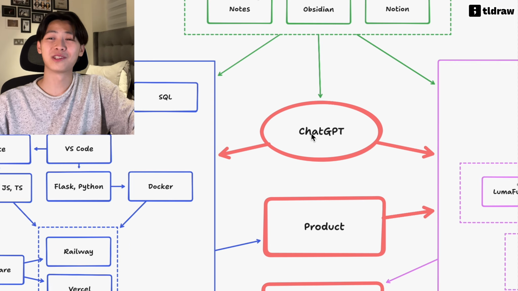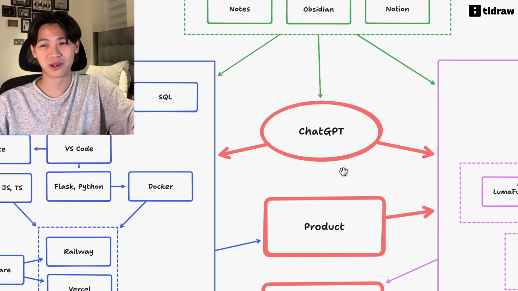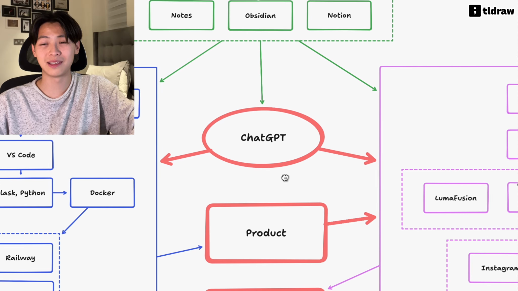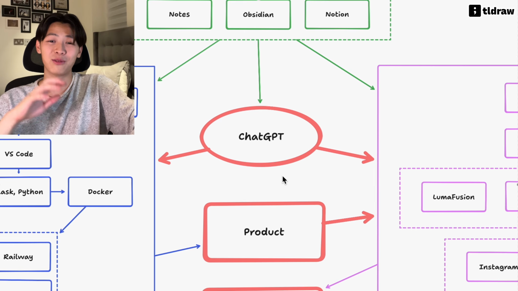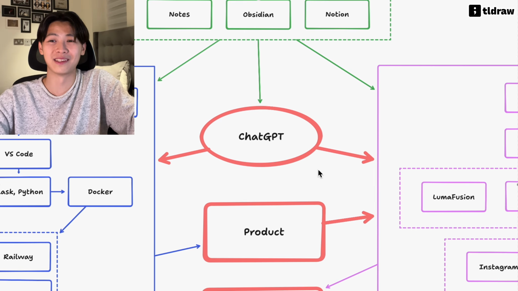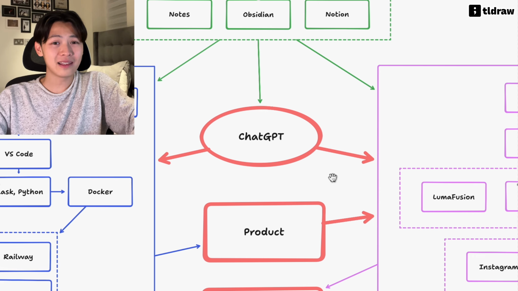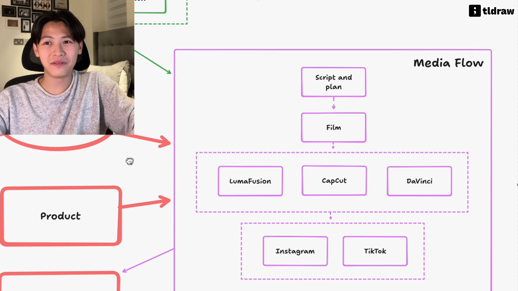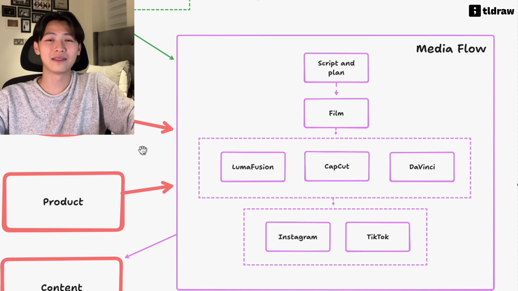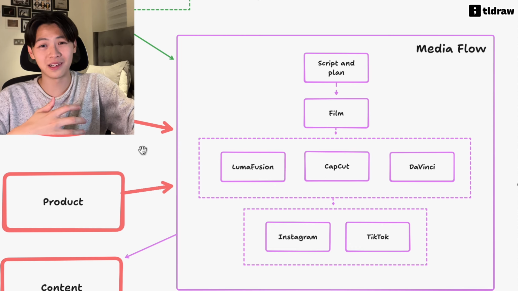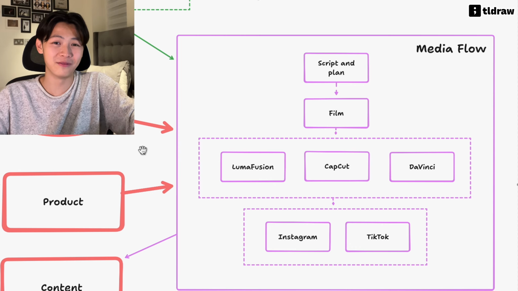Now it's good to know that ChatGPT is here in a huge circle, because without ChatGPT, which is my third brain, I would never be able to have accomplished any of this at the speed that I do. And that's the first half of it. The second half is the media flow. It's essentially what takes the product into something that you guys can visually see.